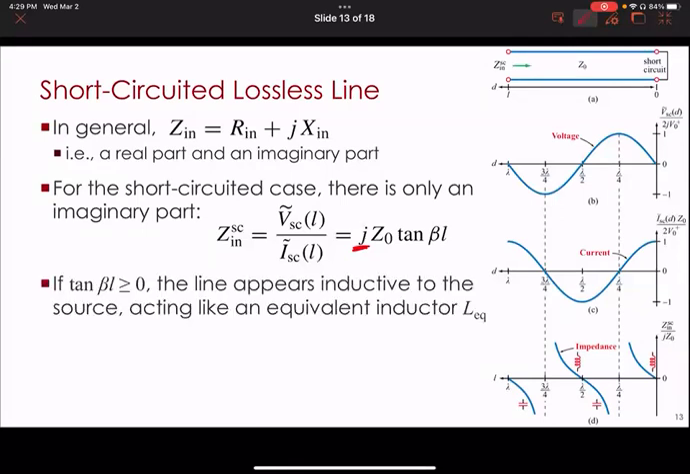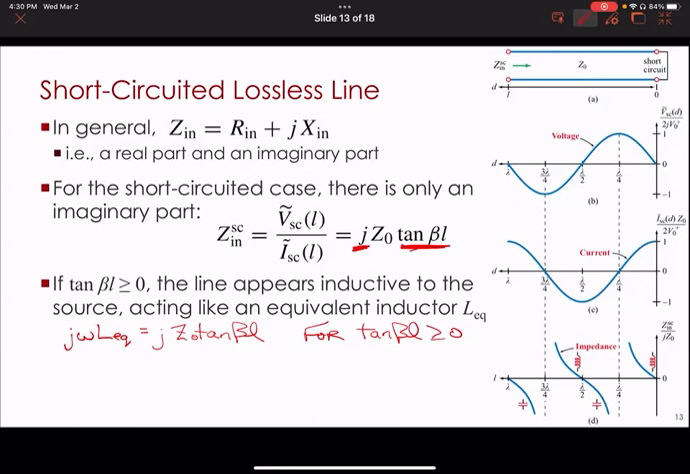So what we can say here is that this tan βL, as I said, can be positive or negative, but if you just treat it as positive for the time being, it kind of looks like an inductor. So what would the inductance be? Well, we know the impedance of an inductor. We'll say Leq, because we're going to figure out what the equivalent inductance is. We'd say jωLeq equals jZ0 tan βL, this is for tan βL greater than or equal to 0.